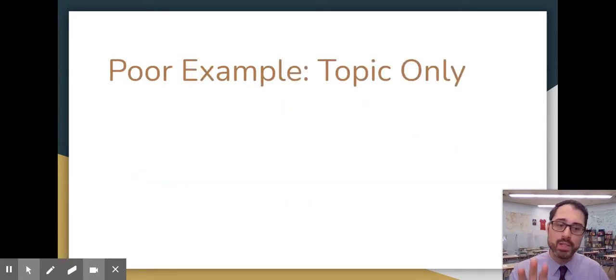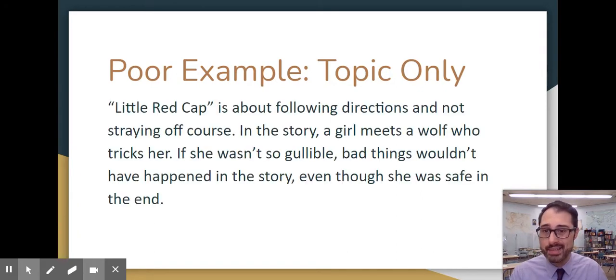We're going to give some examples here. I'm going to use the fairy tale of Little Red Riding Hood, Little Red Cap. I'm going to show you two poor examples. So as they pop on the screen, pause, read it, and then continue. So here is our first example that really is more talking about the topic and not a summary.